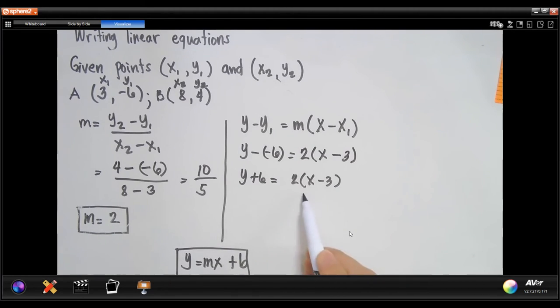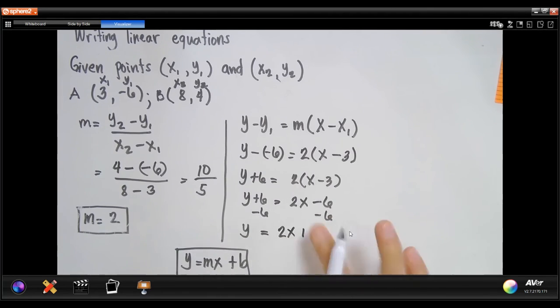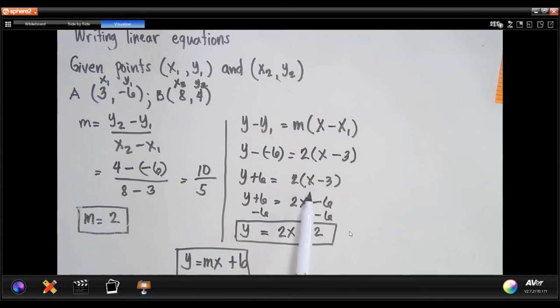So the next step after here is to use distributive property. So y plus 6, so distribute 2 here. So 2 times x, that is 2x. 2 times -3 will be -6. Now get rid of the positive 6 here by subtracting 6 on both sides. So we have now y is equal to 2x plus minus, because negative negative, minus 12. So that is now the slope intercept form of this point slope form here.